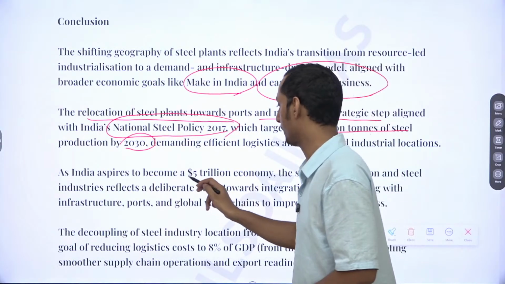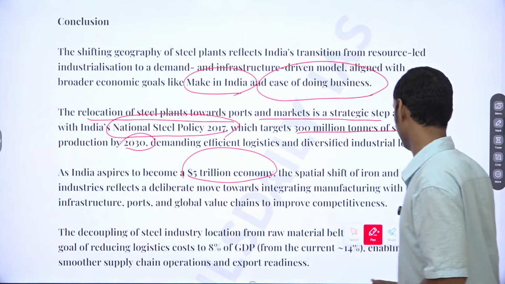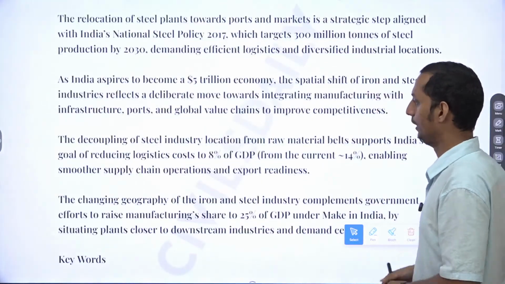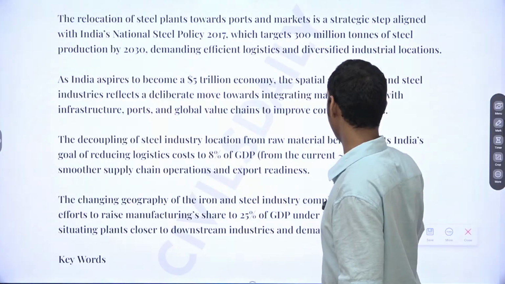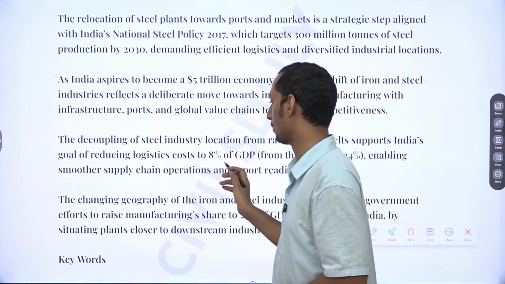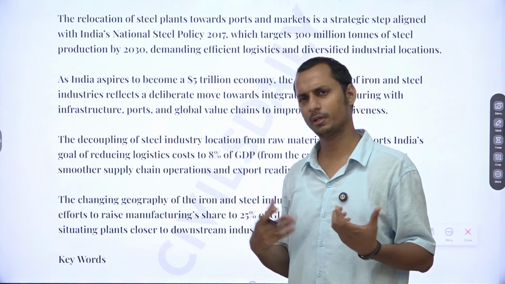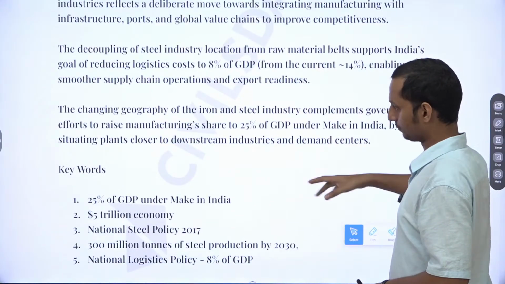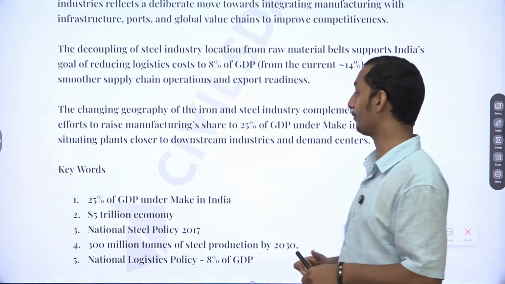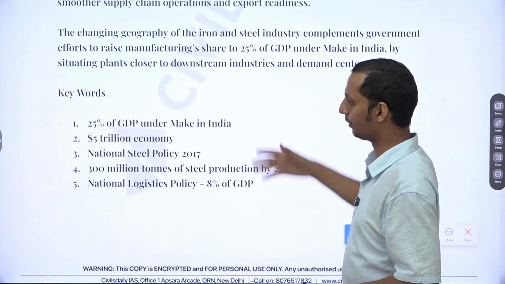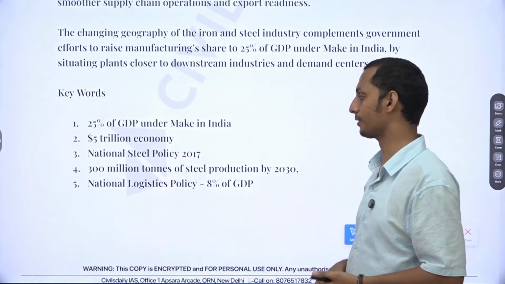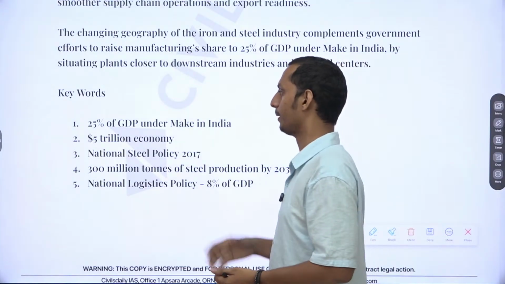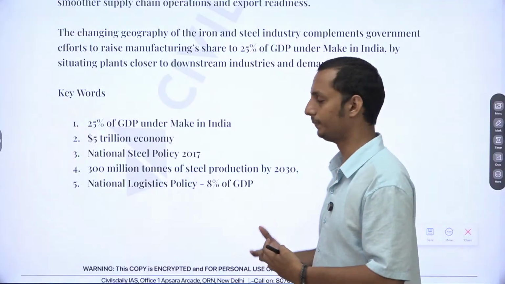As India aspires to become a $5 trillion economy, or you can mention that decoupling of the steel industry from one location supports India in reducing logistics costs to 8%. Now it's around 14 to 15%, so to reduce it to 8%. Manufacturing share of 25% of GDP. So try to mention all these points: $5 trillion economy, national steel policy, 300 million tons of steel production by 2030, national logistics policy. You can mention all these factors in the conclusion. Okay.